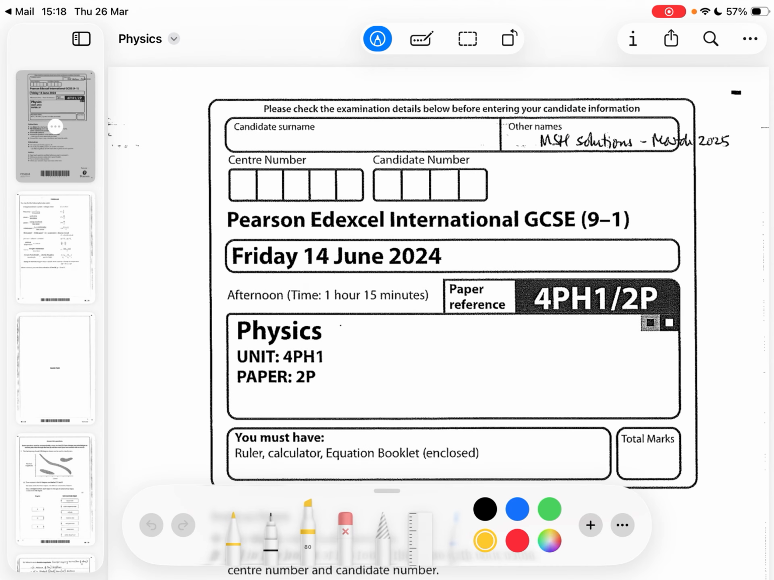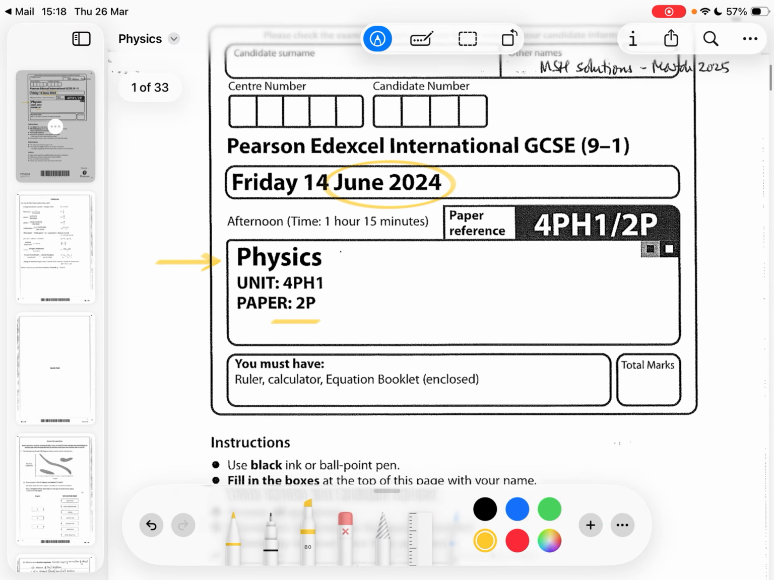Okay, today I'm going to go through an IGCSE paper. It's from June 2024. It's the Physics Edexcel IGCSE, paper 2. So if you're doing combined science, you don't do this paper. The Physics IGCSE students do paper 1P and then they do 2P.